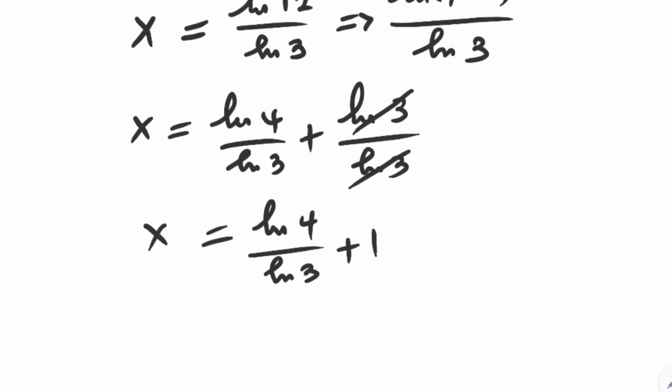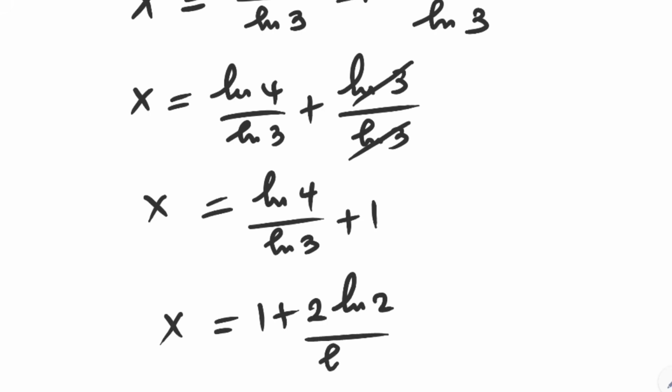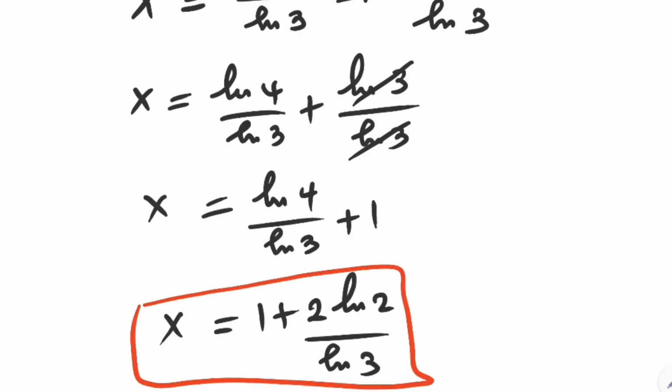Then the whole of this can be written as x is equal to 1 plus ln of 4, which is 2 ln of 2, over ln of 3. Then this is the final answer again using the second method.